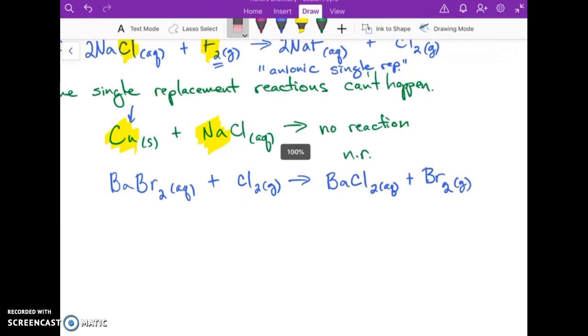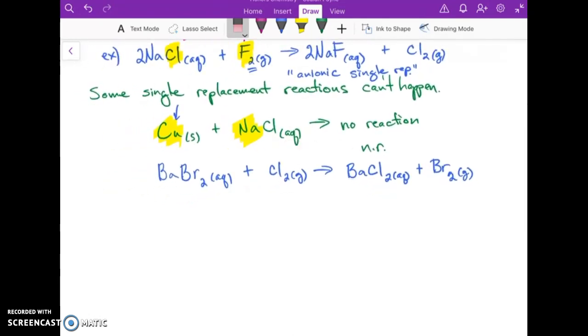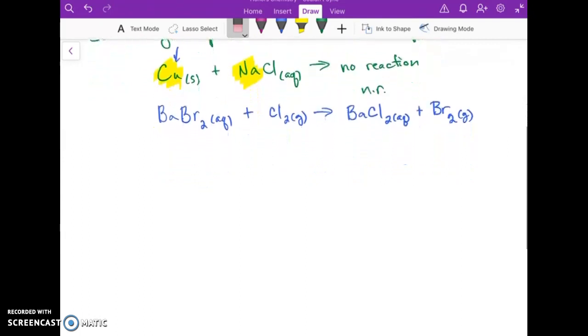All right, so I'm going to leave you with a couple practice problems here, and then you can work on a couple from a worksheet.